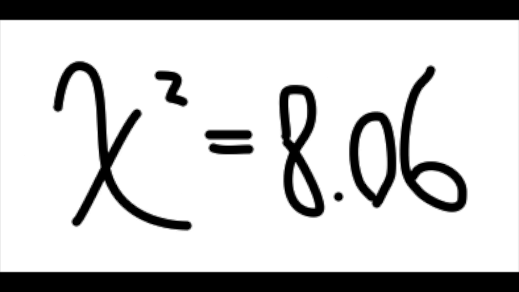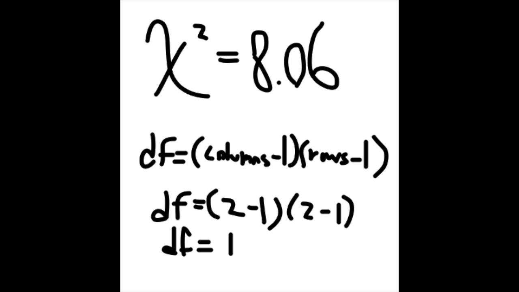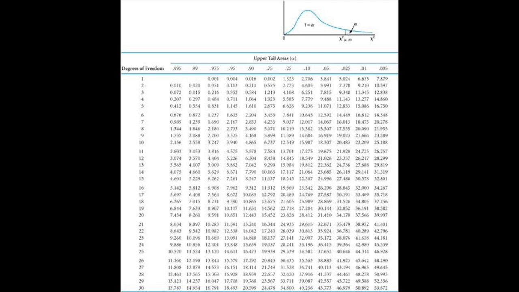Alright, there's chi-square, 8.06. So now, gotta get our df, which is basically columns minus 1 times rows minus 1. For us, it's 1. It's simple. Just know that formula. Because it might not be that simple in the test.